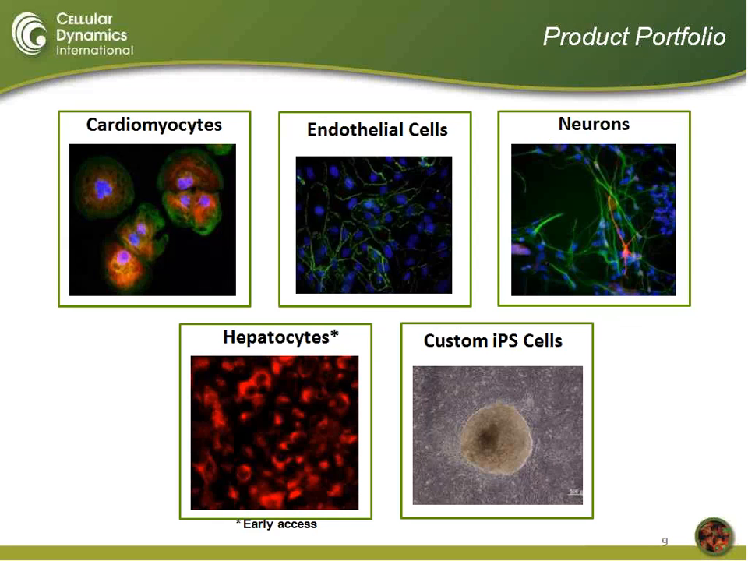So in our iCell product portfolio, right now we currently have 5 products. The iCell cardiomyocytes, which are currently available, the endothelial cells, which are also available, and the iCell neurons. The iCell hepatocytes are currently in their early access phase, and we have down in the bottom right corner the custom iPS cell services.